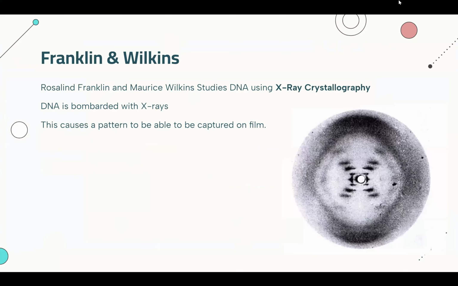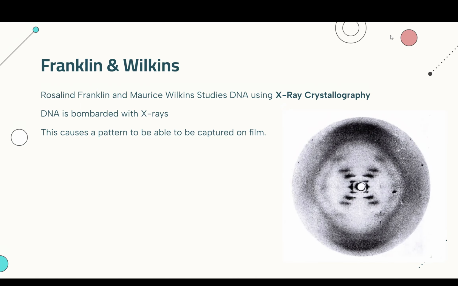Okay. So Franklin and Wilkins. Usually you just hear about Rosalind Franklin, but the study was actually done by Rosalind Franklin and Maurice Wilkins. They took the first picture of DNA using X-ray crystallography. This is when DNA is bombarded with X-rays, and it causes a pattern to be captured on film. You can see here that there is plenty of evidence for the structures that line up. And this is where they got their singular helix theory about DNA.